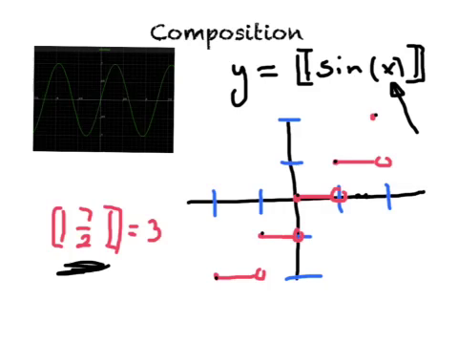Now, the second thing to notice is that the output of the sine function becomes the input to the greatest integer function. And that's the only trick to this entire problem: juggling that relationship, looking at the y-axis on the sine graph as the input to the greatest integer function that we have drawn here.